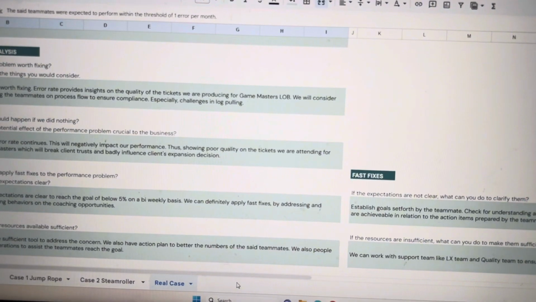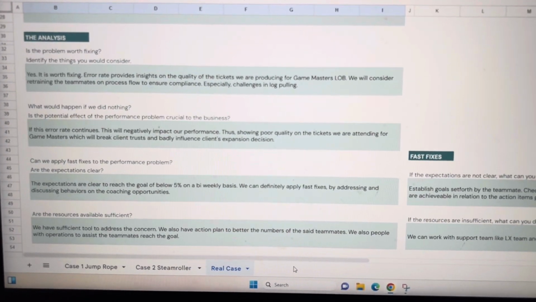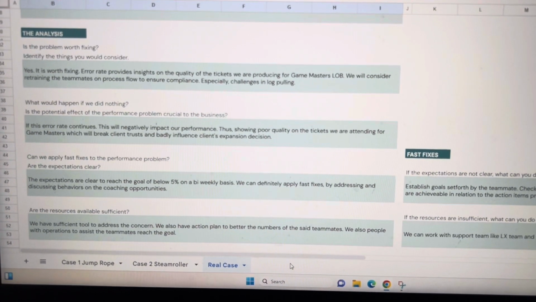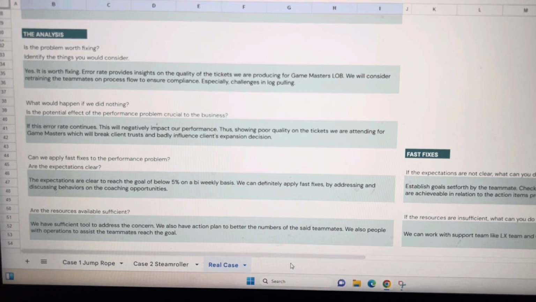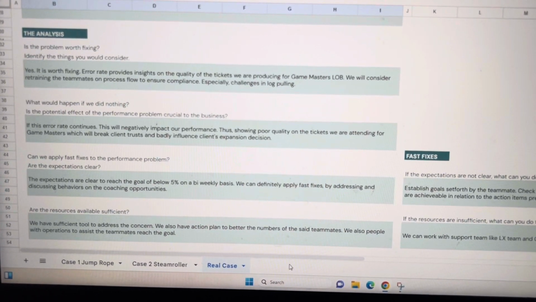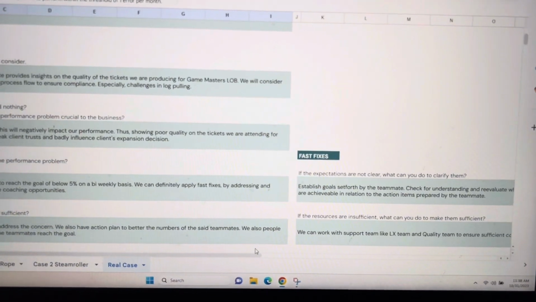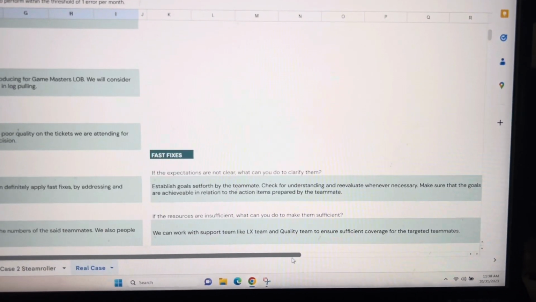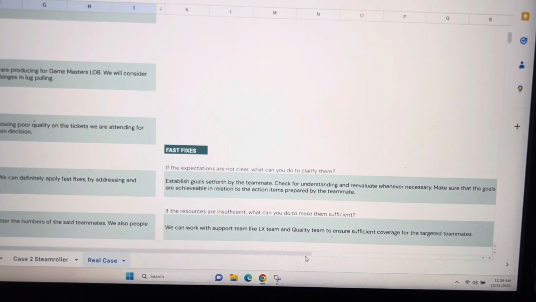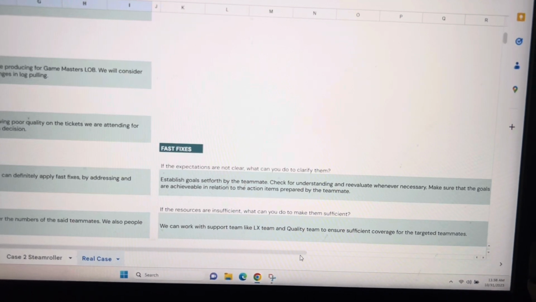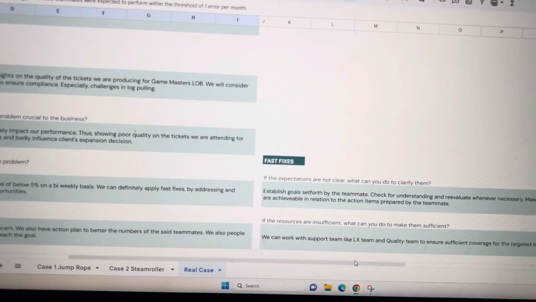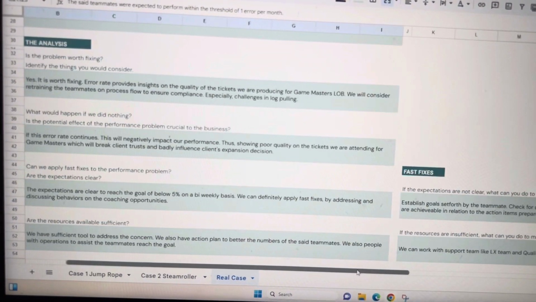Are the resources available sufficient? So we have sufficient tools to address the concern. We also have an action plan to better the numbers of the said teammates. We also have people within operations to assist the teammates to reach the goal. And if the resources are insufficient, what can you do to make them sufficient? We can work with the support team like the LX team and quality team to ensure sufficient coverage for the targeted teammates. Moving on.